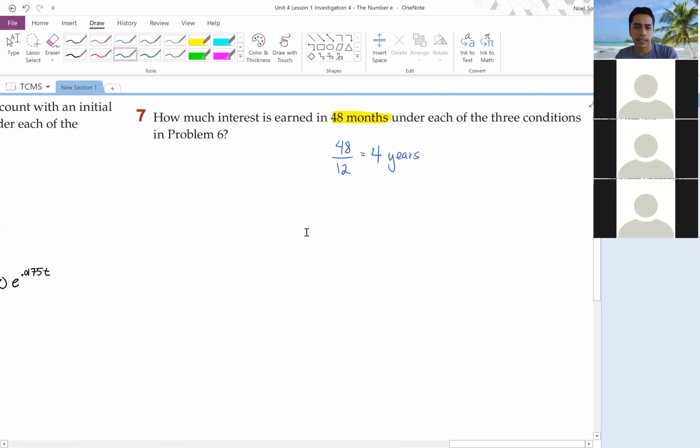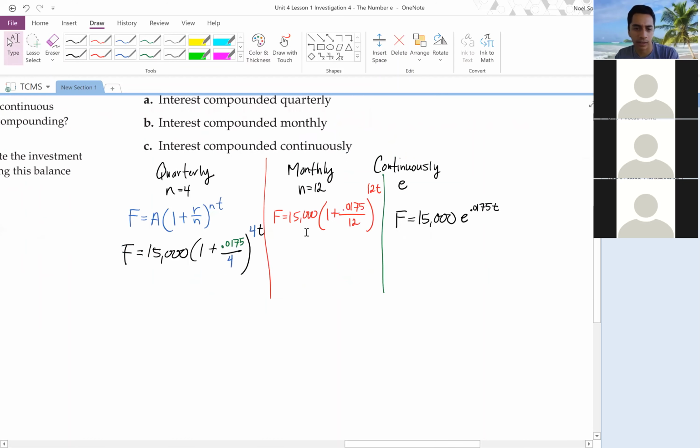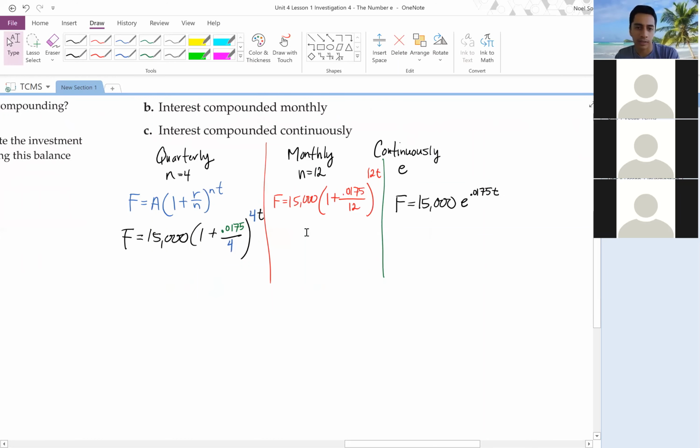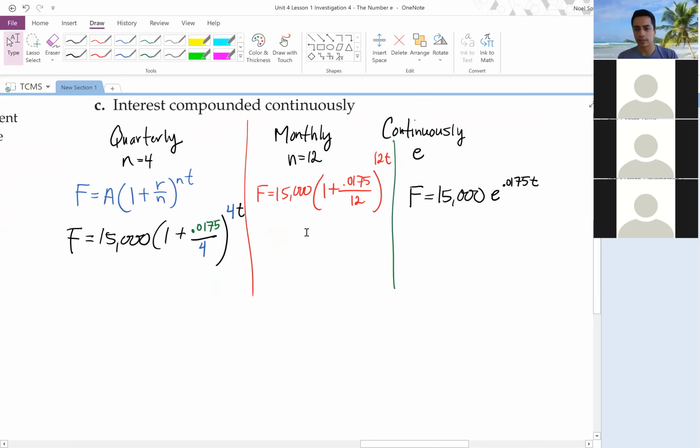Okay, so what we get to do here is do a side-by-side comparison of how much money you are going to get in each account after 4 years, based on whether you chose to do something quarterly, monthly, or continuously. The more frequently something is compounded, the more money that should result in the account at the end of those 4 years. So you should see that the continuously compounded formula generates the larger return on the investment compared to monthly, and then compared to quarterly as well. All right, so let's actually do the calculation and we can see what we get.